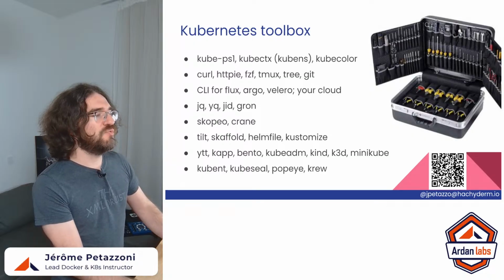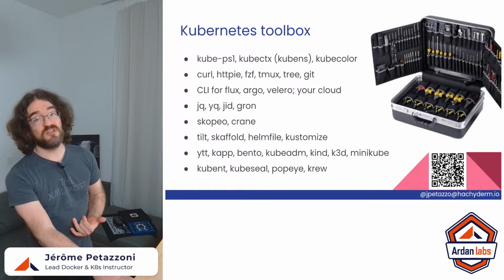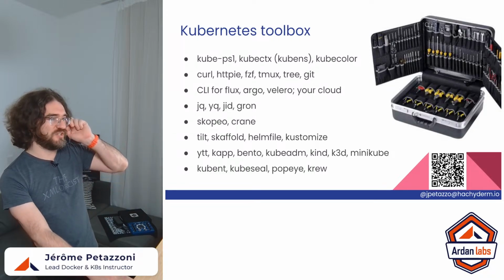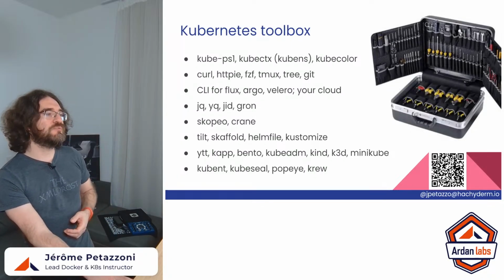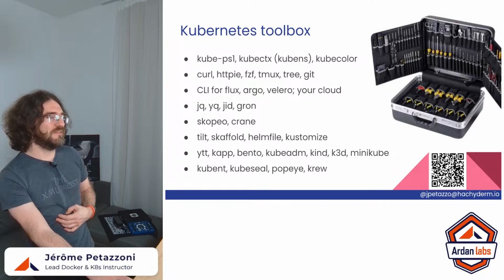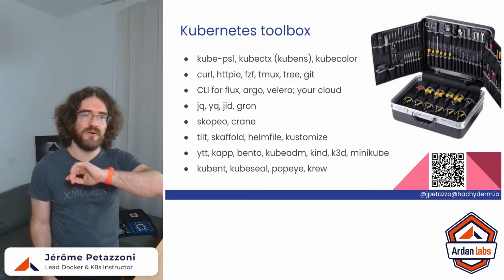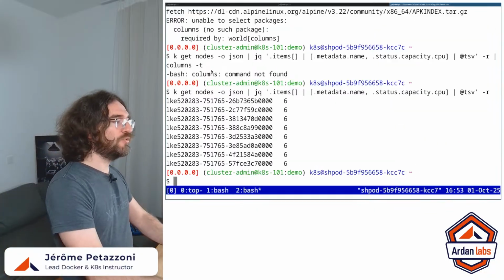So that's JQ. YQ is doing the same thing, but with YAML input, and actually what it's doing is converting the YAML to JSON and then executing JQ. JID, it's also something to manipulate JSON. There is another one that I showed you earlier, which I actually like better than JID now, which is JLess. Gron. Oh, Gron is super dope.